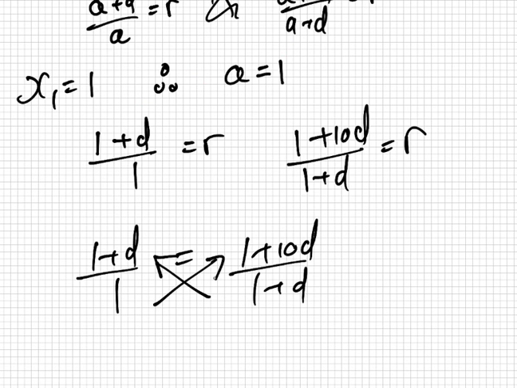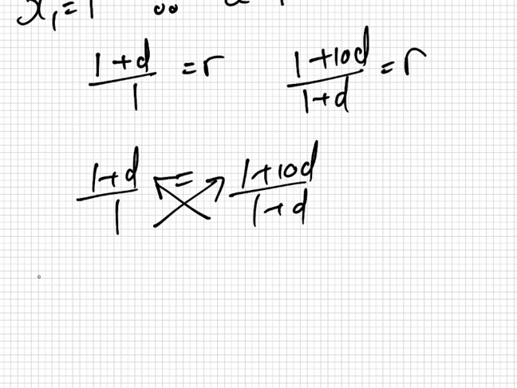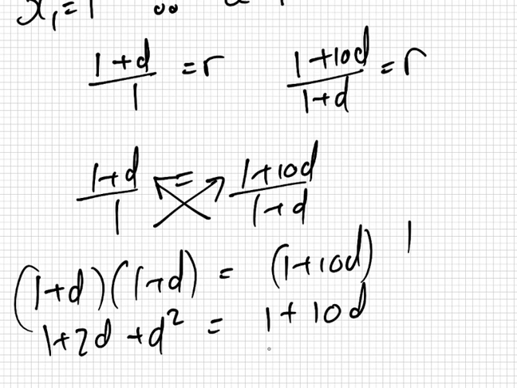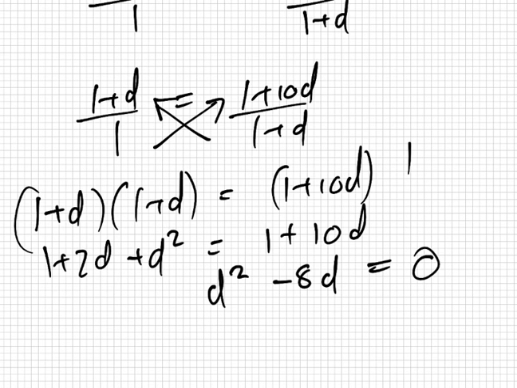Bring that up, bring that up. So I get 1 plus D times 1 plus D equals 1 plus 10D times 1. So I get 1 plus 2D plus D squared equals 1 plus 10D. So I get D squared minus 8D plus 0 equals 0. So it's a quadratic with D equal to 0 or 8. Sorry, 0 or 8.